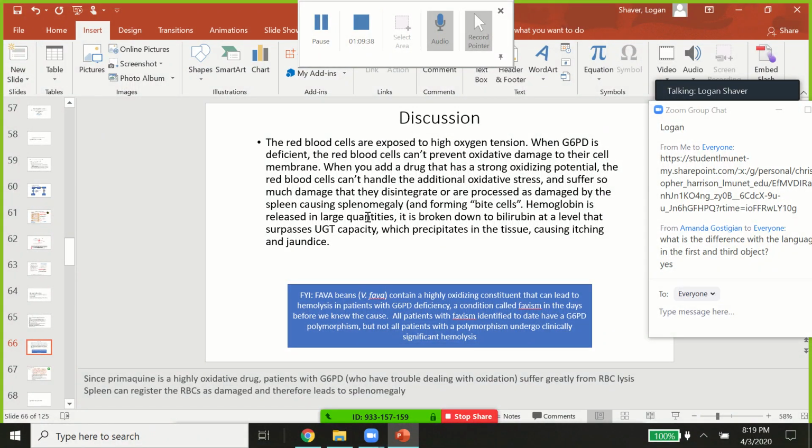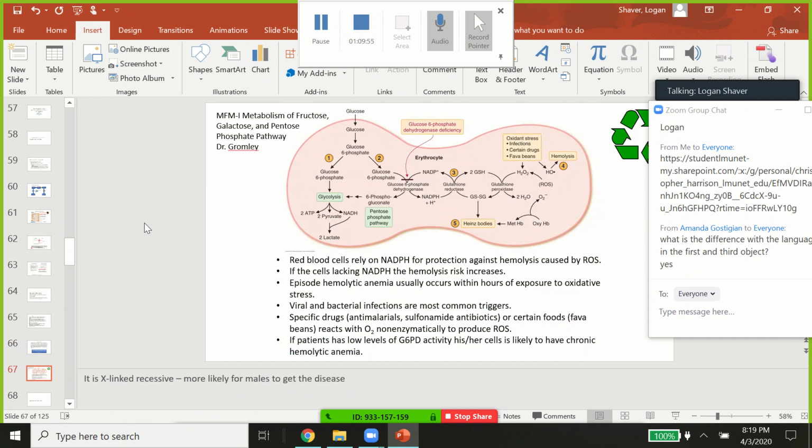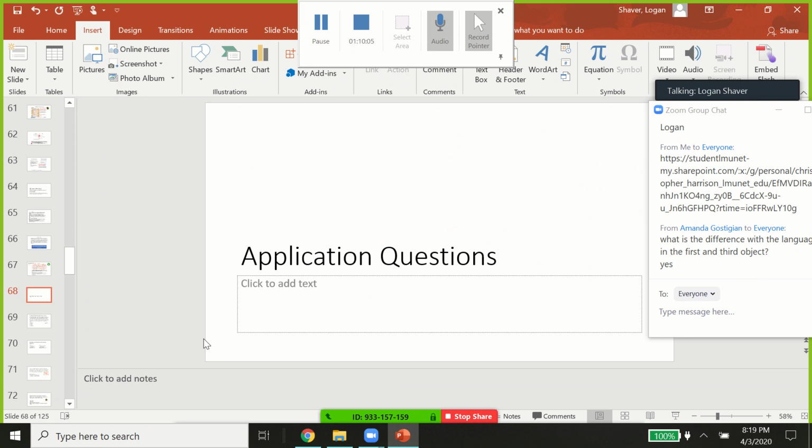If you have that on top of taking fava beans or even primaquine, I think is how you say it, a highly oxidative drug, then you can have a lot larger RBC lysis. That's basically to sum it up. It's X-linked recessive, so males are more likely to get it. And this is the recycled slide from MFM1, so that really breaks it down for you.